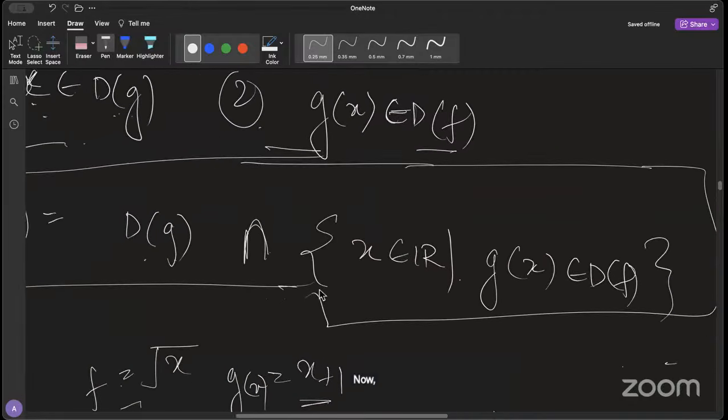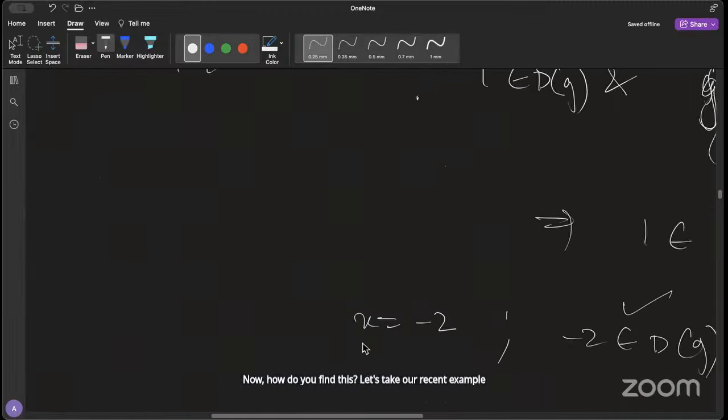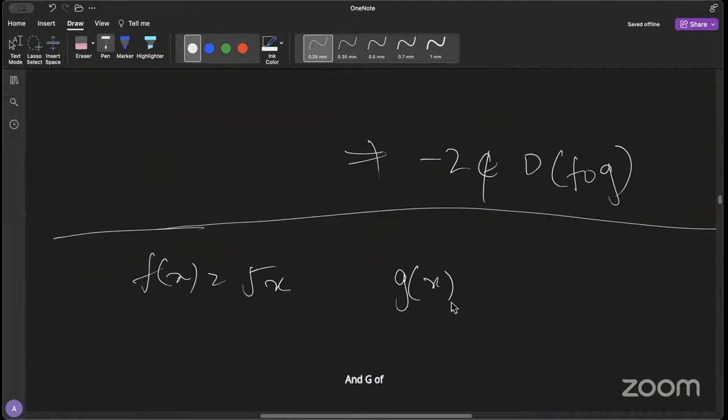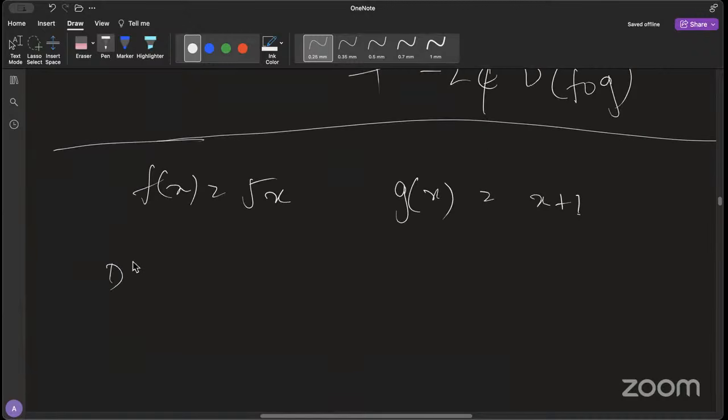Now, how do you find this? Let's take our recent example only. Let's find the domain of this. f of x was root x and g of x was x plus 1. What's the domain of g?